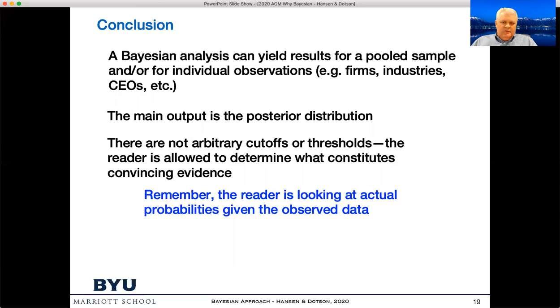Now, in conclusion, one of the great things about a Bayesian approach, you can do a pooled regression that will look very similar to an OLS regression, or you can do a hierarchical regression that allows you to look at individual firms, individual industries, even individual CEOs, if you had that kind of data. And again, we would point out that the main output is the posterior distribution.